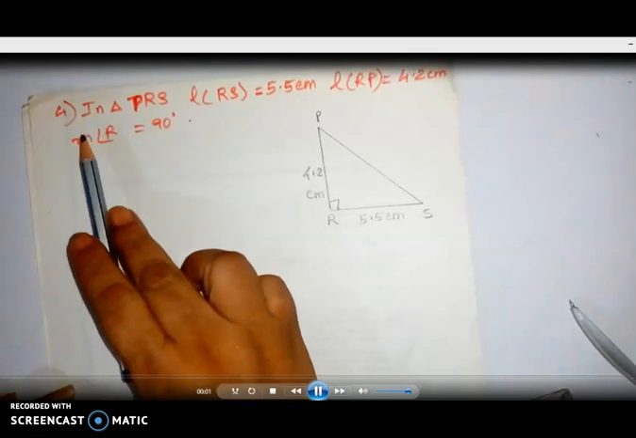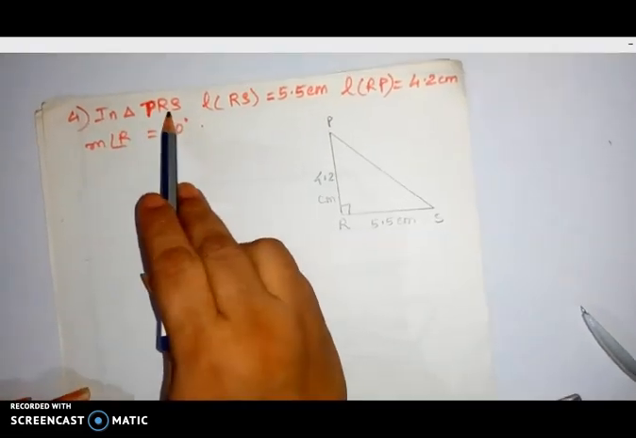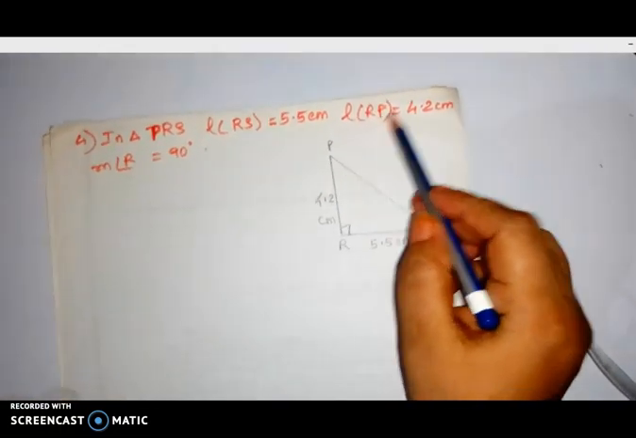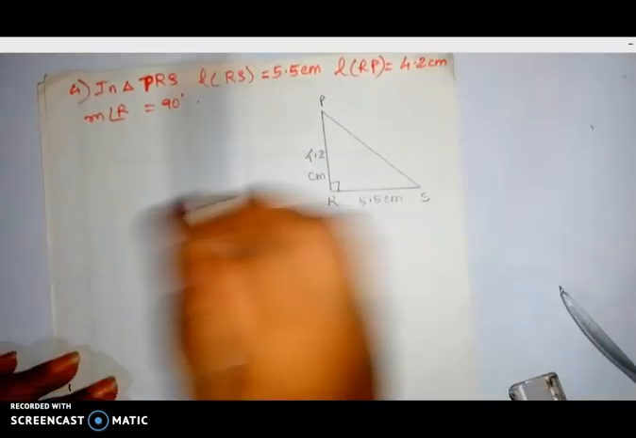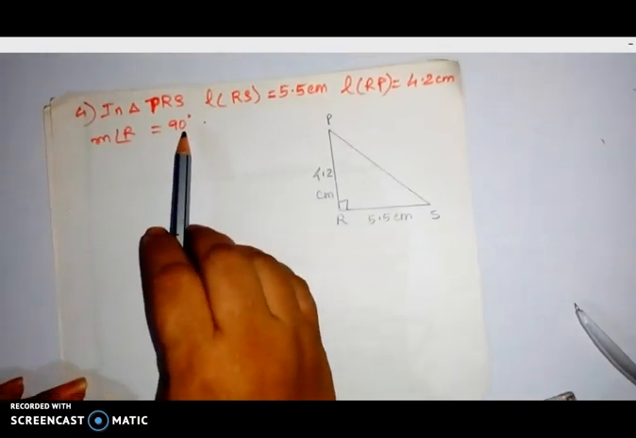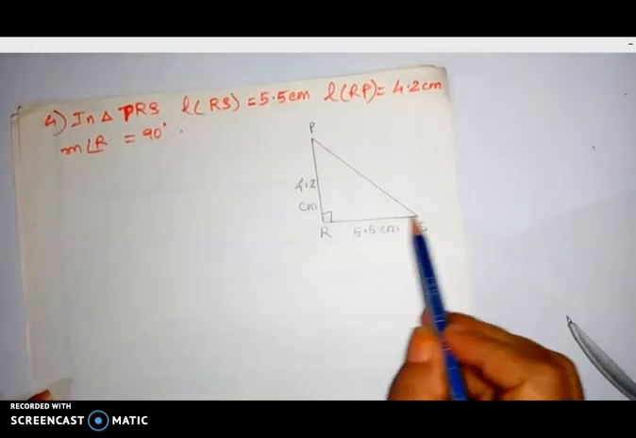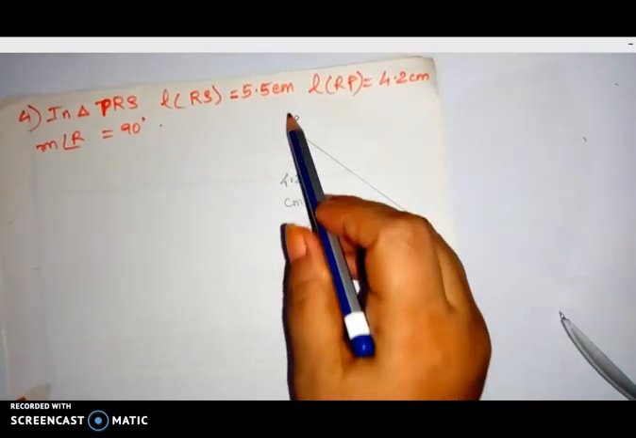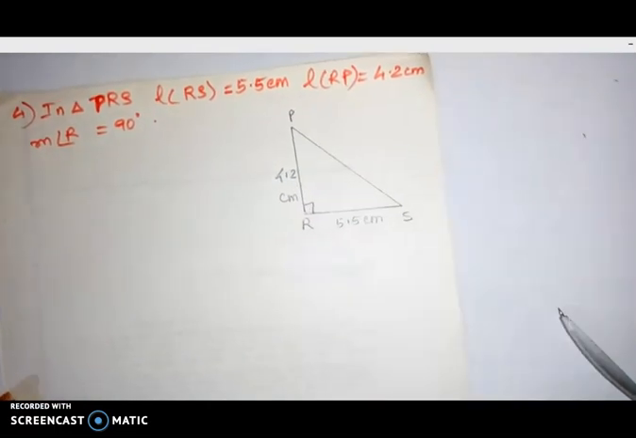And now we move on to the last sum of this exercise. In triangle PRS, length of RS is 5.5 cm. Length RP is 4.2 cm and measure angle R is 90 degree. So we take RS 5.5 cm as the base, measure angle R 90 degree and PR is 4.2 cm.